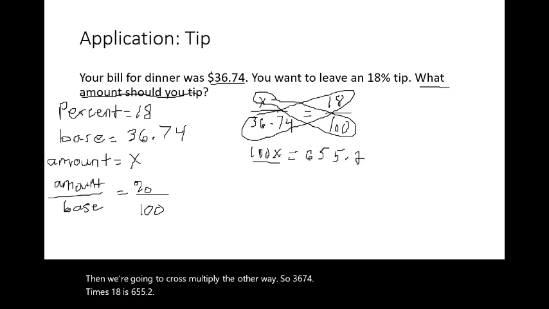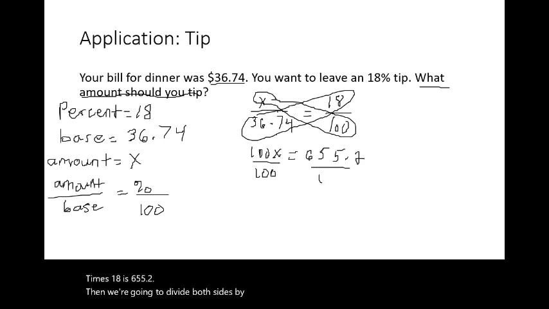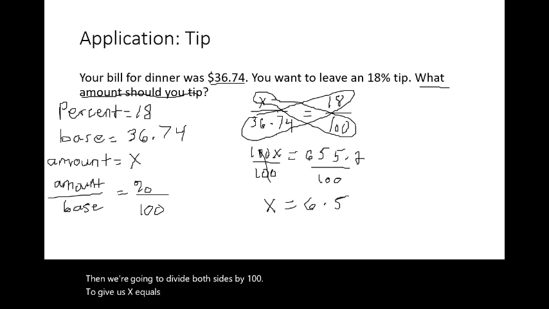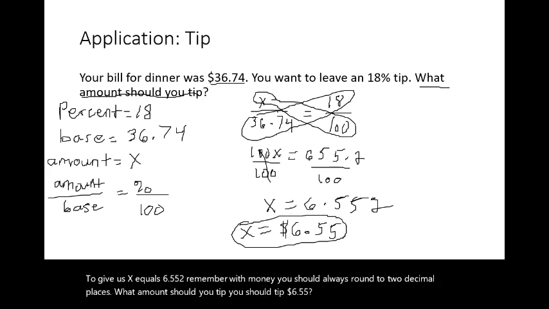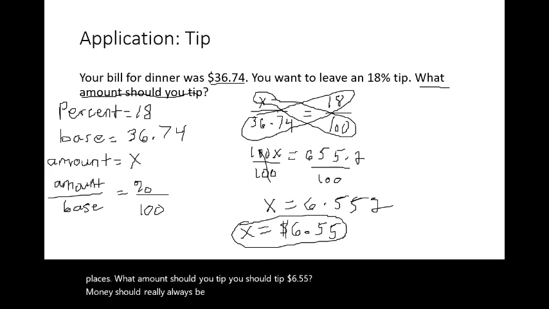Then we're going to divide both sides by 100 to give us X equals 6.6132. Remember, with money, you should always round to 2 decimal places. So what amount should you tip? You should tip $6.61. Money should really always be rounded to 2 decimal places.